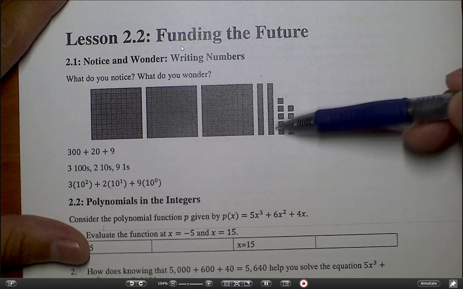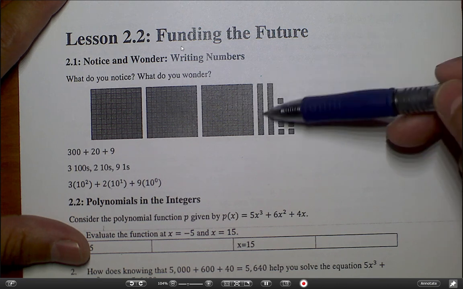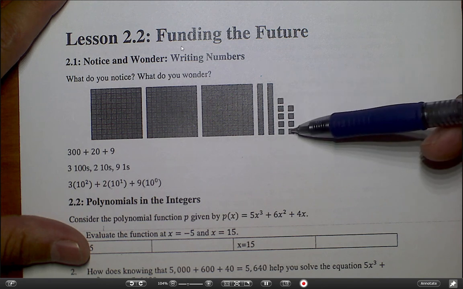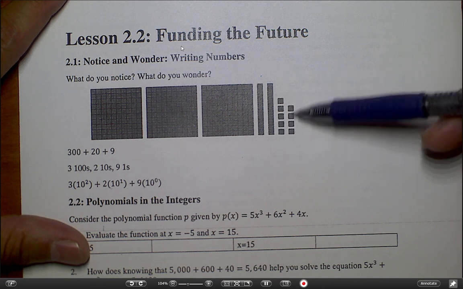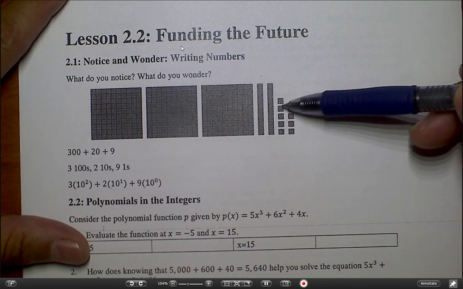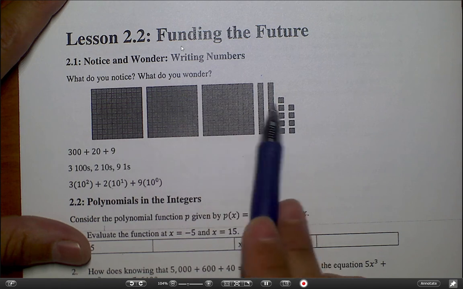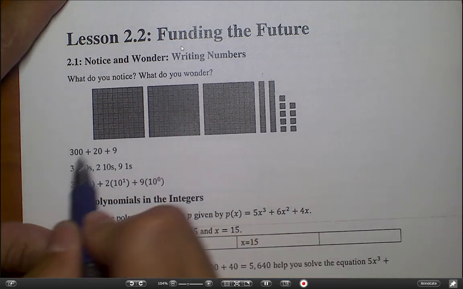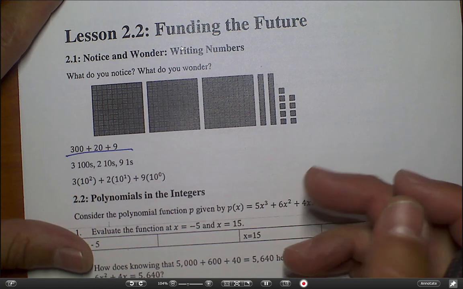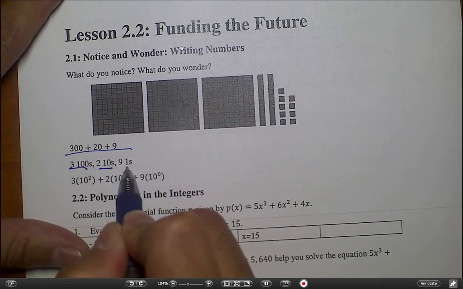How many are here? 20, right? So there's 20 together, and then each one of these is individual. How many do we get here? 5 and 4: 1, 2, 3, 4, 5, 6, 7, 8, 9. Yes, 9. So it's going to be 300 plus 20 plus 9. Or in dollar bills, we have 3 hundreds, 2 tens, 9 singles.